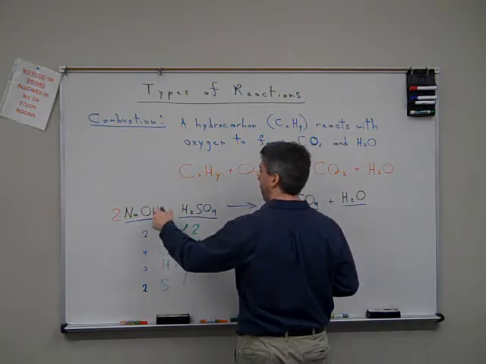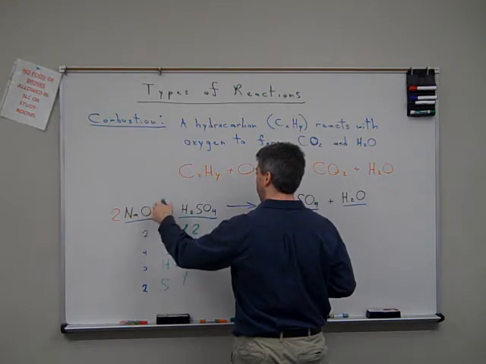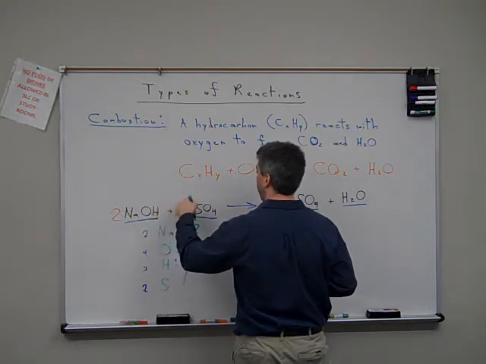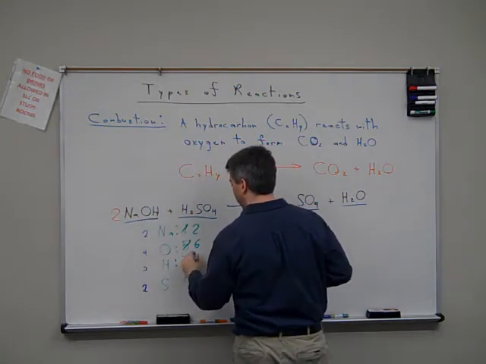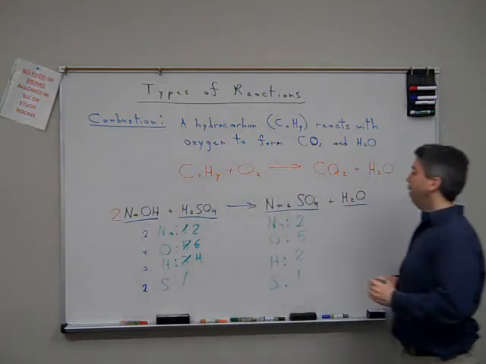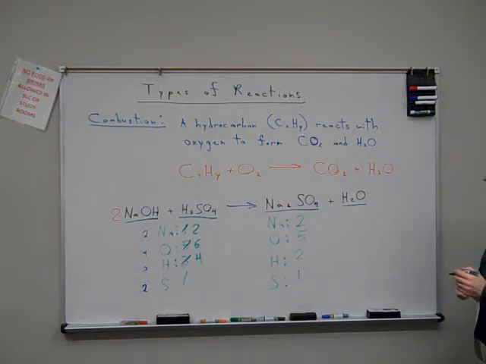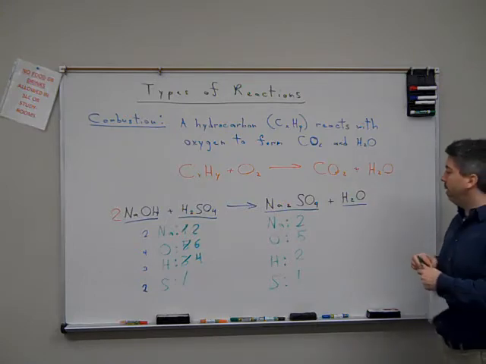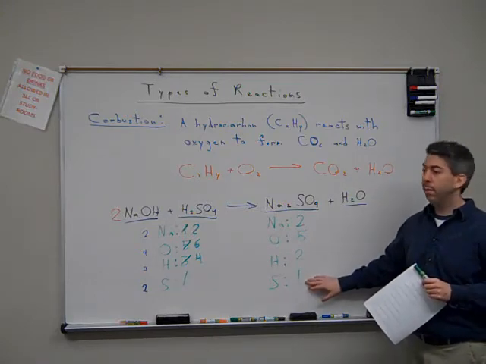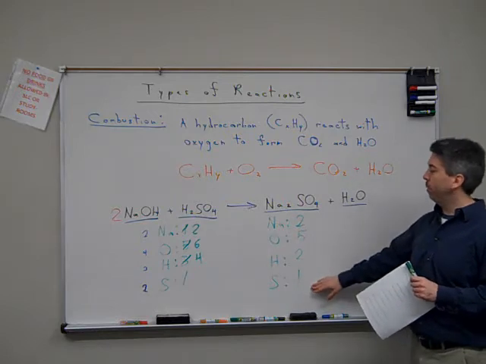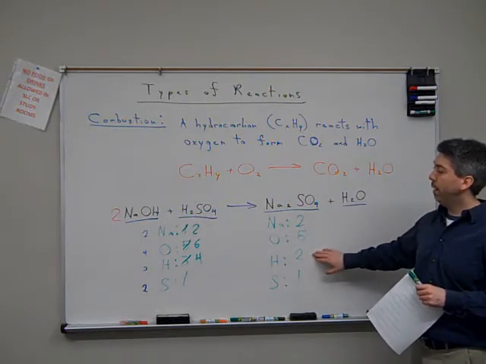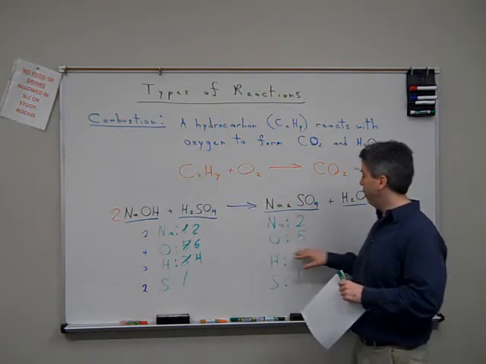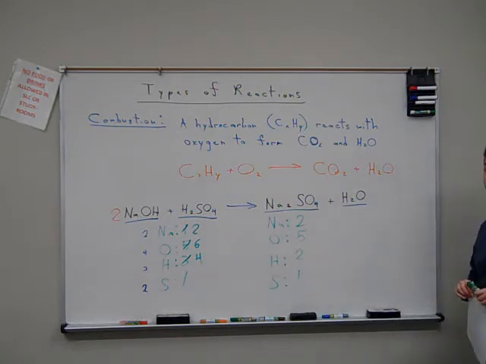How many hydrogens do I have now? 4. 2 times 2, or 2 times 1 plus 2. That's going to be 4 hydrogens. Now, on the other side, I'm going to balance my next easiest element. Well, that would be sulfur, right? But sulfur's already balanced. So then I go to the next easiest one, which is hydrogen. Hydrogen has 4 on this side, 2 on this side. What do I do?